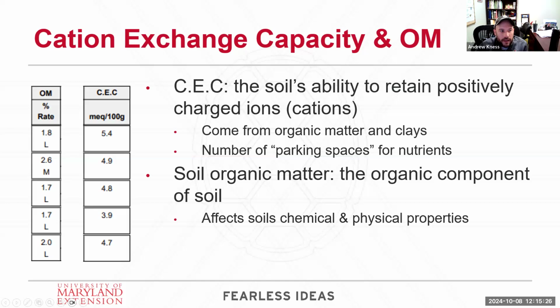Now I want to go back to cation exchange capacity for a second. Cation exchange capacity is expressed in what we call milliequivalents per 100 grams of soil. Basically, the higher the number, the more cation exchange capacity you have. So that's good. We can see in the soils listed here, this first one has 5.4 milliequivalents per 100 grams. That's the highest one on this list. That's kind of normal for our types of soils.